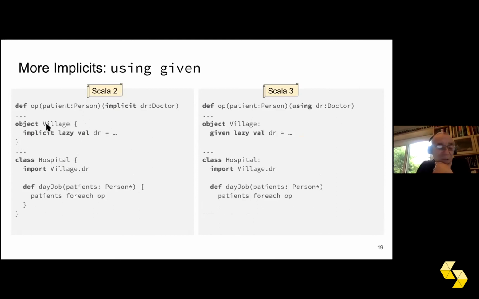Say in Scala 2, we had this object village with implicit doctor provided by something, and we import that doctor in our hospital from the village. So this village doctor will be doing all the surgery. Here, it's basically the same, right? In object village, we say given doctor, and we import that doctor, and we don't need to write any given because we imported that doctor.